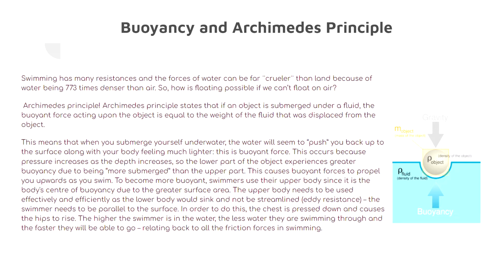And the swimmer needs to be parallel to the surface. In order to do this, the chest will be pressed down and the hips will rise, sort of like an axis of rotation. Say your chest is the axis of rotation, and one side is tilted and the other side is not balanced, so you push your chest down to bring your hips up. Anyways, the higher the swimmer is in the water, the less water they're swimming through, and moving through air is a lot easier and faster than moving through water, and that lets swimmers go faster.